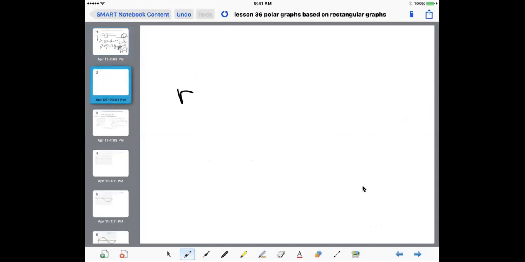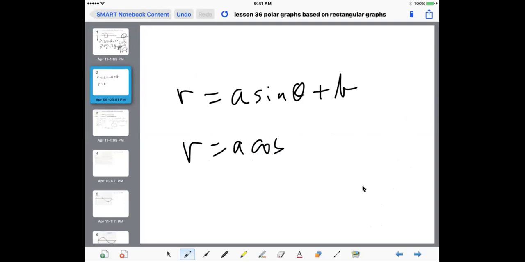equations of the form r equals a sine theta plus b and r equals a cosine theta plus b, where b is greater than 0, and where a could be anything. So we're going to see what happens with curves like that, what they look like, how to analyze them, things like that.